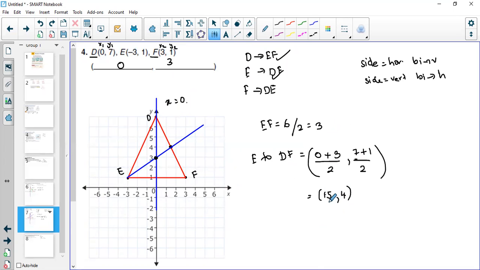So when you find 1.5 and 4, you just graph them. That's 1.5 here and 4 here. So that's somewhere here. That means from here, you will draw a line to the point where you found the midpoint. So that means there will be a point where all these two lines meet. That center becomes the circumcenter.